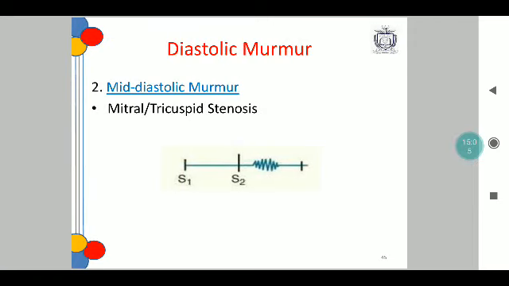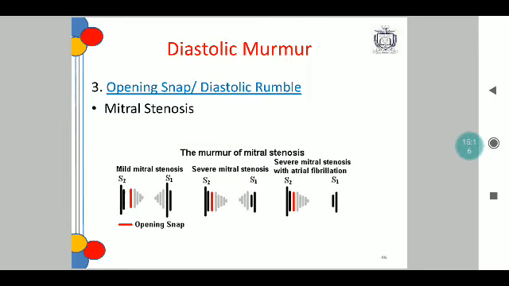A mid-diastolic murmur is characteristically seen in mitral stenosis, where between S2 and S1 there was a slight phase of normal, and in mid-diastole the murmur was heard. Subsequently, you also have the opening snap, which is characteristically seen in mitral stenosis as well.